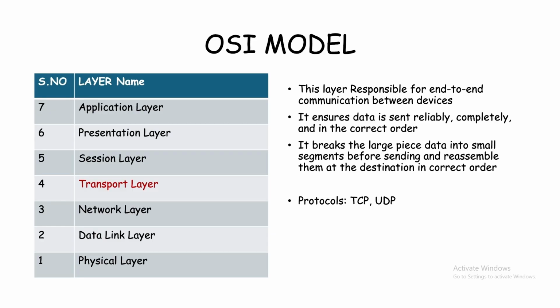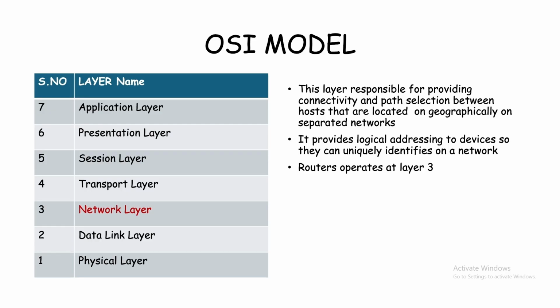And moving to the network layer. The network layer is the third layer of the OSI model. It is responsible for moving data between different networks. This layer provides connectivity and path selection between hosts that are located on geographically separated networks. In simple terms, it provides the connection between different networks, and it provides logical addresses to the devices, so they can be uniquely identified on a network.